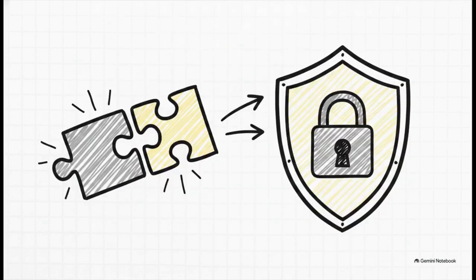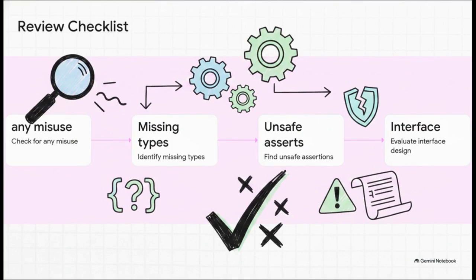And for this particular stage, we are entirely in the TypeScript arena. That means strict typing, structural contracts, compile time safety, the whole shebang. So our review mindset absolutely has to shift to match that. Here's our quick procedural checklist for the review. We're going to be looking at 4 critical areas: any misuse, missing types, unsafe assertions, and interface design.